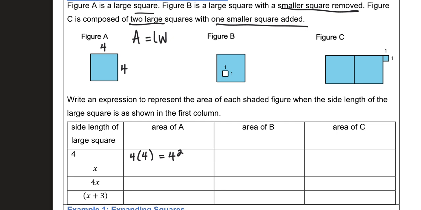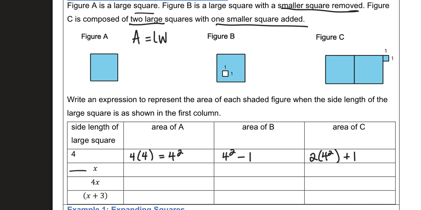For area B, we have the same length, 4 and 4. So that would still be 4 squared, but we're subtracting that 1 square in the middle that's removed. So we're going to have 4 squared minus 1. And then here we have 4 and 4 on this one as well, and then we're adding 1. So we would have 2 times 4 squared, 1 for this first square, 1 for the second, and then we're adding that one little extra on the end. Okay? So that is if our side length is 4.